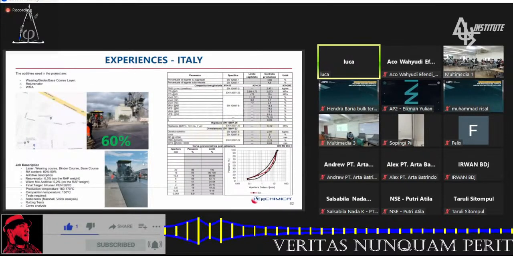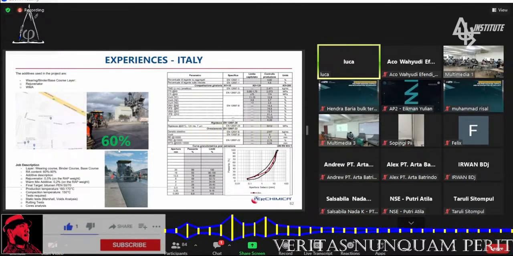This is the Italian example. This is the asphalt plant from Marini called Master Tower. It's possible to use up to 100% of RAP. In this case, we are using 60%, from 60 to 90. But in this example, 60% where we paved it. So in this case, we're using rejuvenator and warm mix. Why? Because they want to have extra benefits in terms of energy consumption. So they prefer to reduce the temperature of production and to produce and compact it in dry condition.